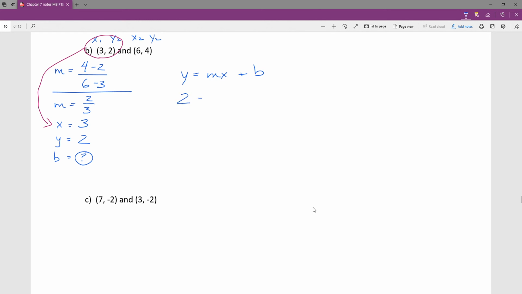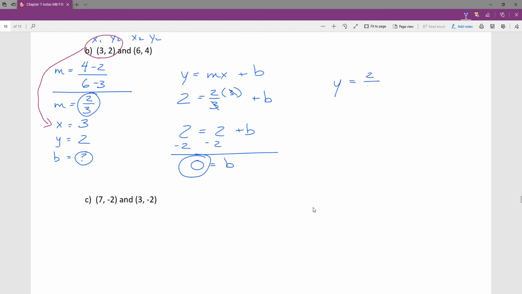So I'd have a 2 in the place of the y. My m is 2/3. My x is 3. And my b is what I don't know. When I solve for this, I get that 0 equals b, or b equals 0. So now I have enough information, those two key fixed pieces of information being m and b, so that I can write the equation of the line. So y would equal 2/3 x plus 0. You can put the plus 0 on there, or you can leave it off because it would be invisible.